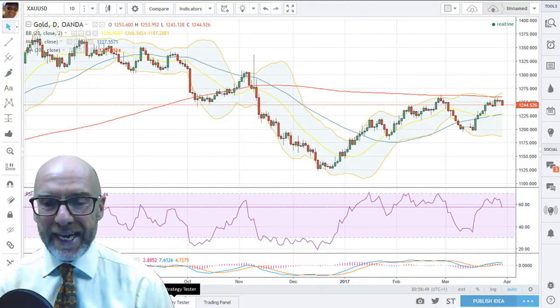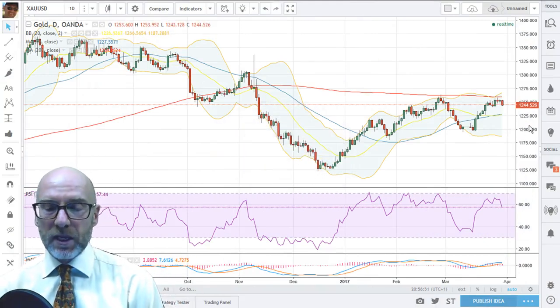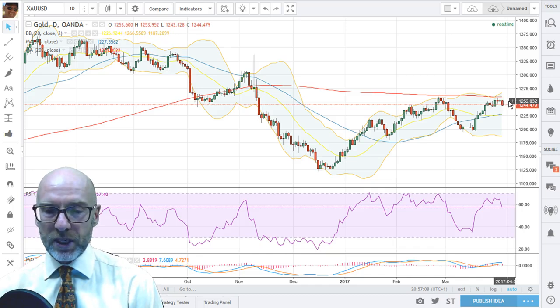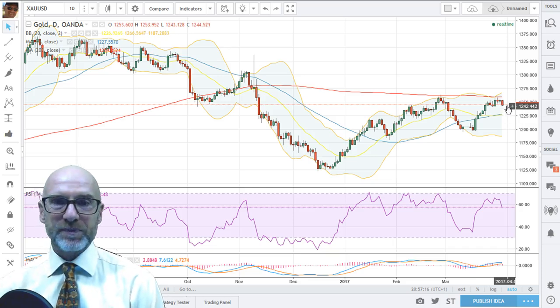So on the daily chart, which we have here, you can see that on Monday the gold price went up to this downtrending red line. That is the 200-day moving average. The fact it's moving down is seen as a bearish sign for the medium-term picture, and the fact that the market went up to it and then came off, many technical analysts will be taking as a negative sign.